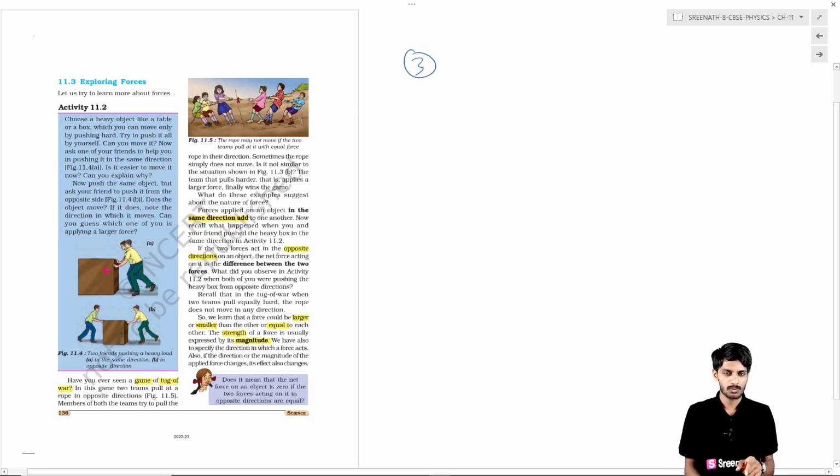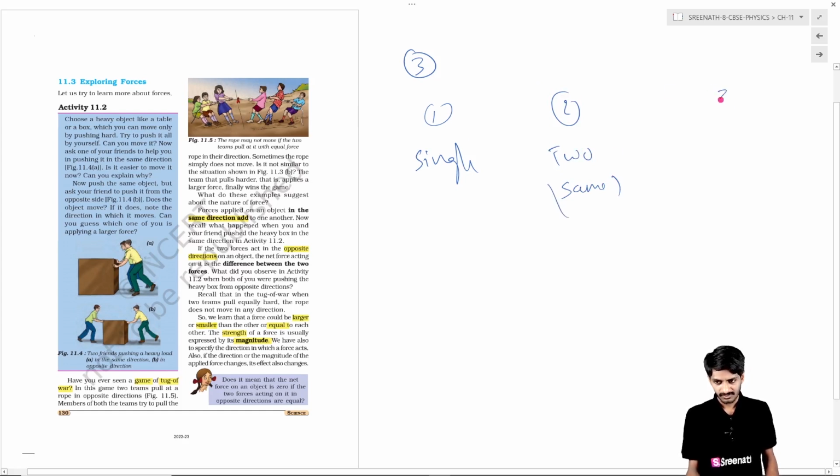This is a large box. Two boys are trying to push it. Does it move? Yes, it will move. In the previous case, what happens? A single boy is pushing it, but it is not moving. In this case, two boys come and try pushing it. It is moving. The first case, a single boy. Second case, two boys, same direction. Third case, two boys, opposite direction.